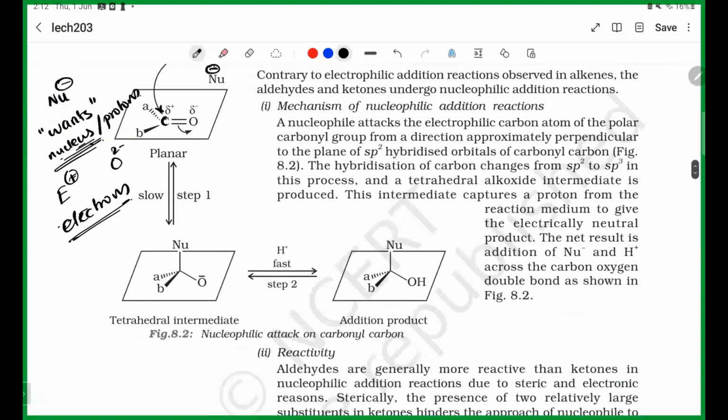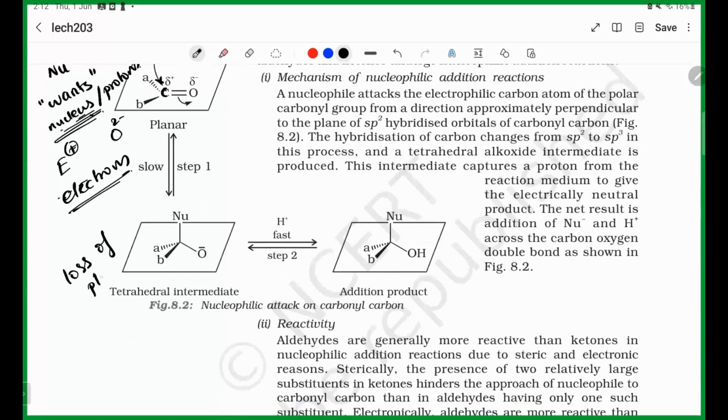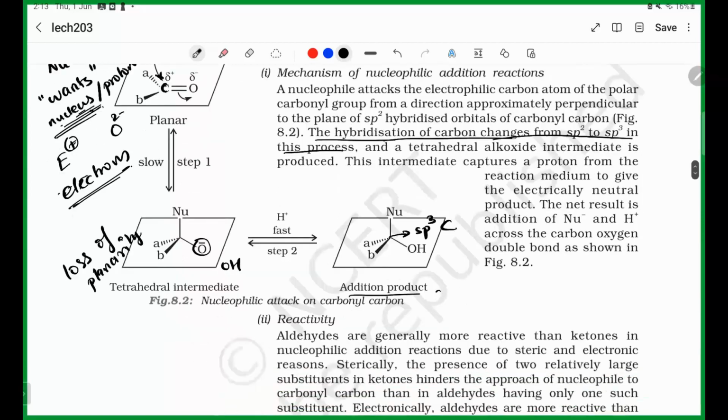Well, this is the first step. Note that there is a loss of planarity. The moment the nucleophilic attack occurs, planarity is lost. Then finally, H plus attacks to make this O minus into OH, and you have an addition product which is sp3. Remember, it is an sp3 carbon, so the hybridization of the carbon atom changes from sp2 to sp3. The tetrahedral alkoxide is produced. Alkoxide simply means it's an alkane combined with a hydroxide. So that's an alkoxide.